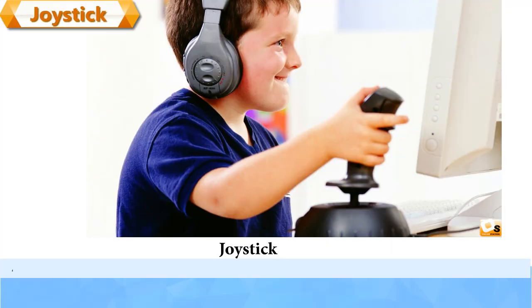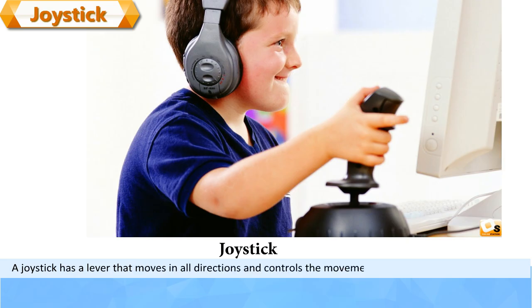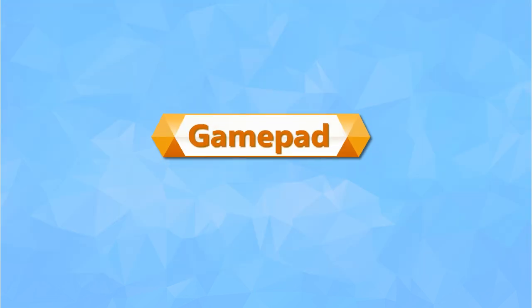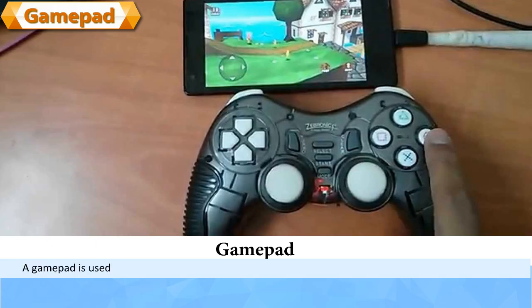Joystick. A joystick has a lever that moves in all directions and controls the movement of the pointer on the screen. It has buttons called triggers that are used to click and double-click. It is mostly used while playing games. Gamepad. A gamepad is used while playing games. It is held in 2 hands and thumbs are used to provide input.